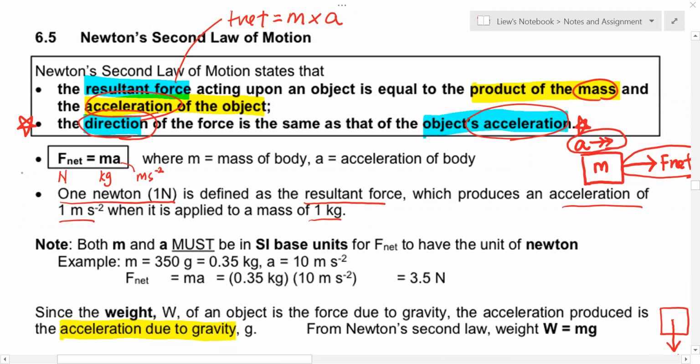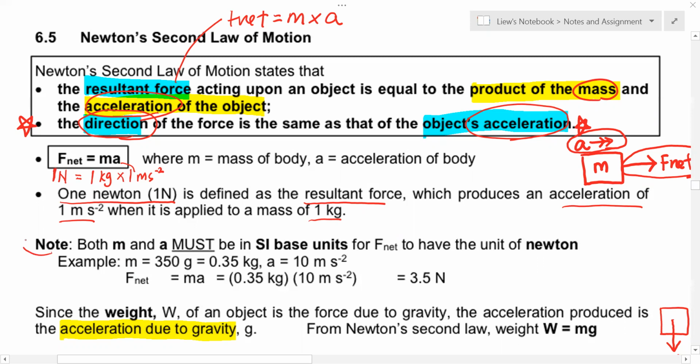So you look back at this equation again: when you have a 1 Newton net force acting on a 1 kg mass, then it should give you a 1 meter per second square acceleration. So 1 Newton equals 1 kg times 1 meter per second square.